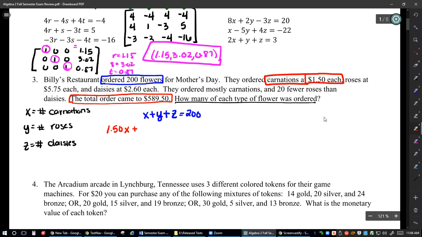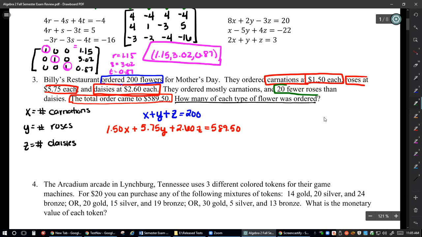We also are going to add up the cost for roses. Roses were $5.75 each. So plus 5.75y, plus the daisies were $2.60 each. So plus 2.60z. All of that should add up to a total of $589.50.